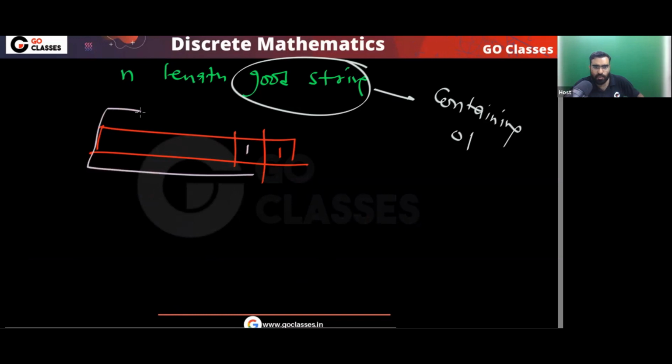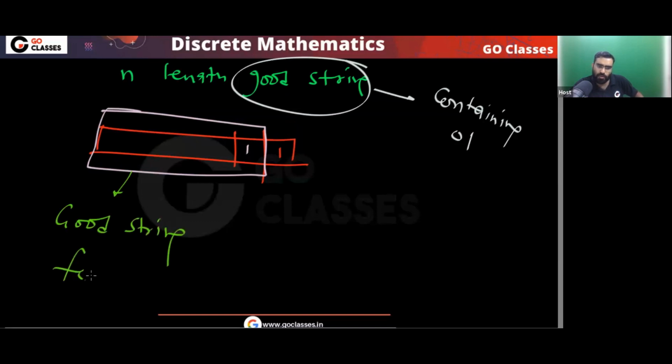Meaning here you must have a good string. Is this correct? That here you must have a good string. Please tell me. Is this correct? This is also wrong.